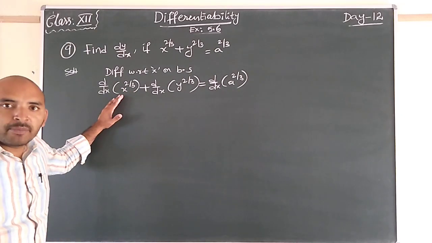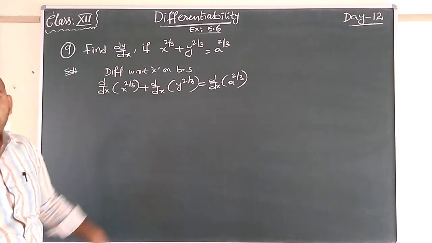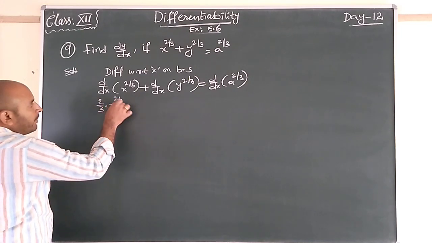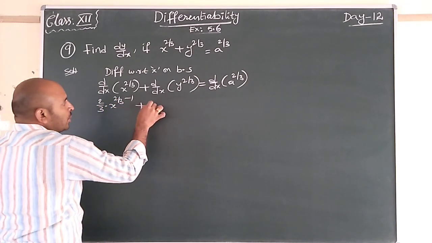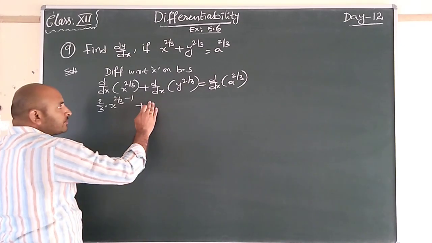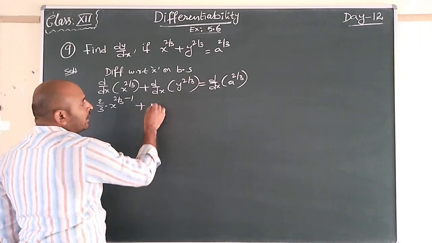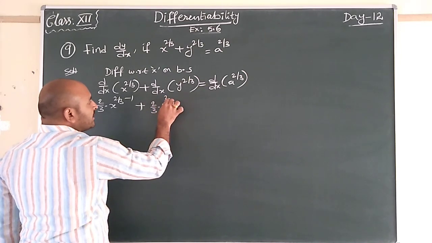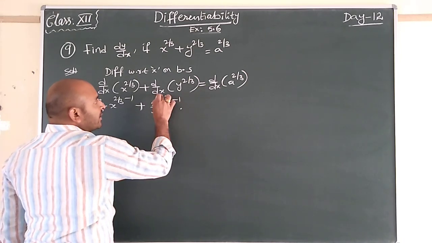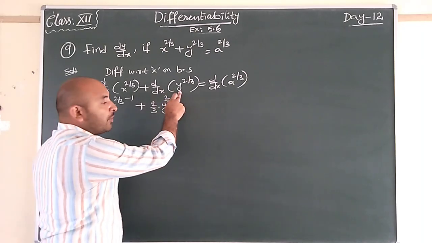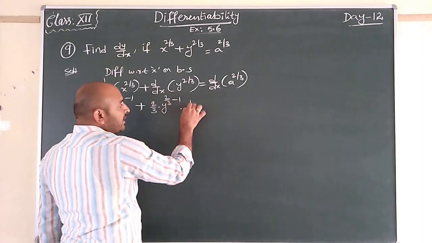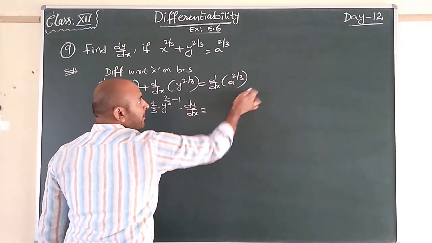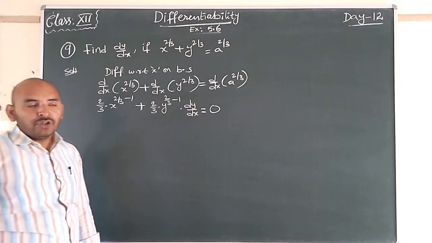So it is in the form of the derivative of x power n formula. What is the derivative of x power n? n into x power n minus 1. That means 2 by 3 into x power 2 by 3 minus 1, plus the derivative of y power 2 by 3, that is 2 by 3 into y power 2 by 3 minus 1, and because we have another variable y, you have to apply the chain rule, that is into dy by dx. The derivative of the constant a power 2 by 3 is 0.